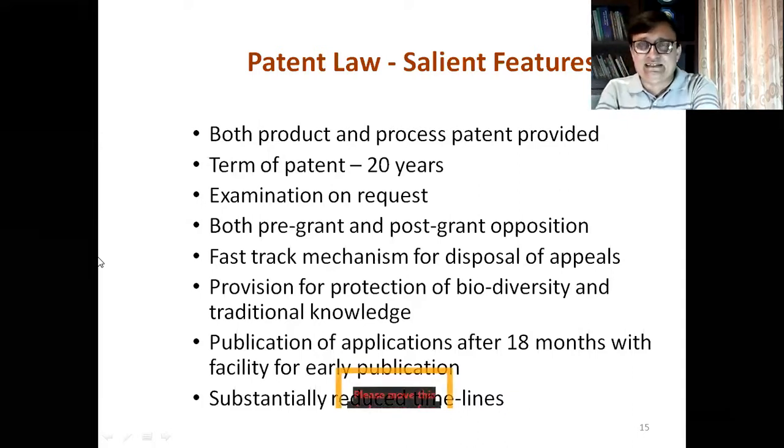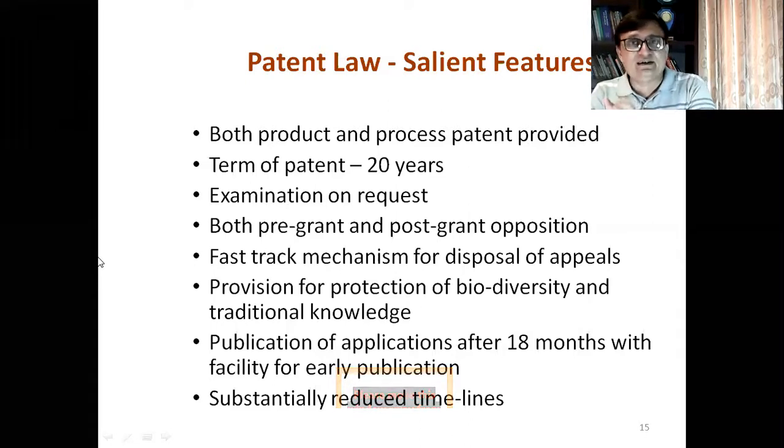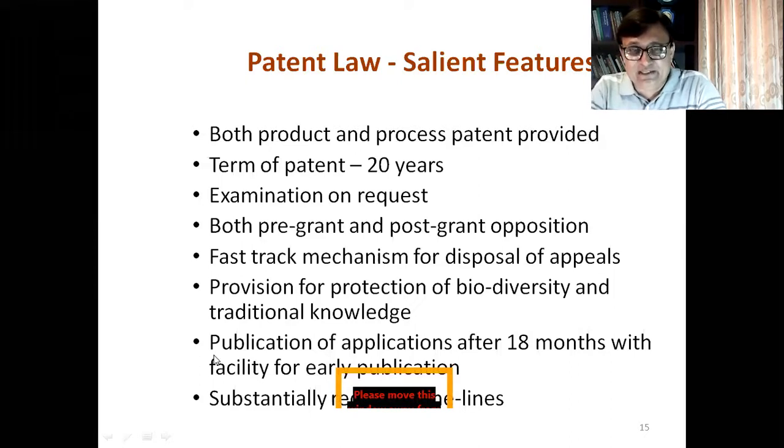Next, this act provides a fast-track mechanism for the disposal of appeals. You may appeal against a patent granted to somebody, but there is a fast-track mechanism which immediately disposes of the appeals, giving justice to all the people. Then a provision for protection of biodiversity and traditional knowledge is emphasized in this act. Similarly, when you apply for a patent, your application is published after 18 months, with a facility for early publication. If you request early publication, it can be done. Substantially, this act has many good provisions.